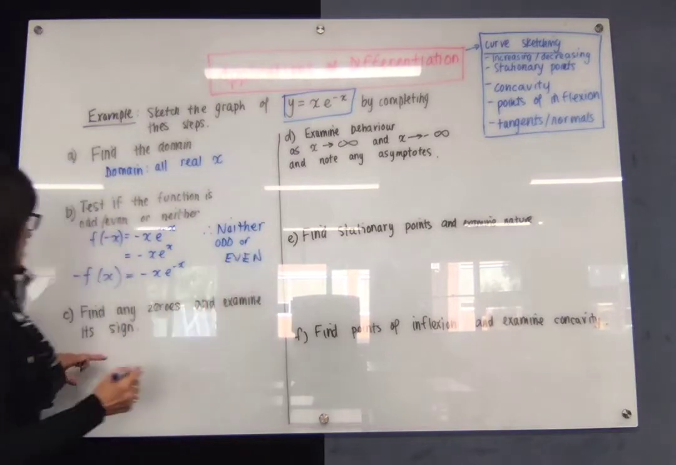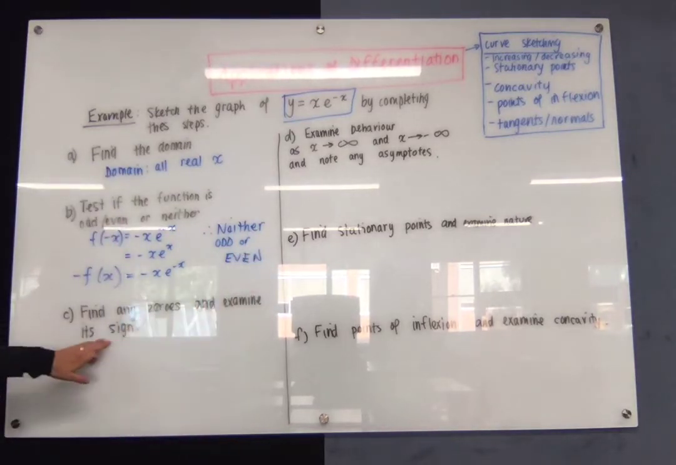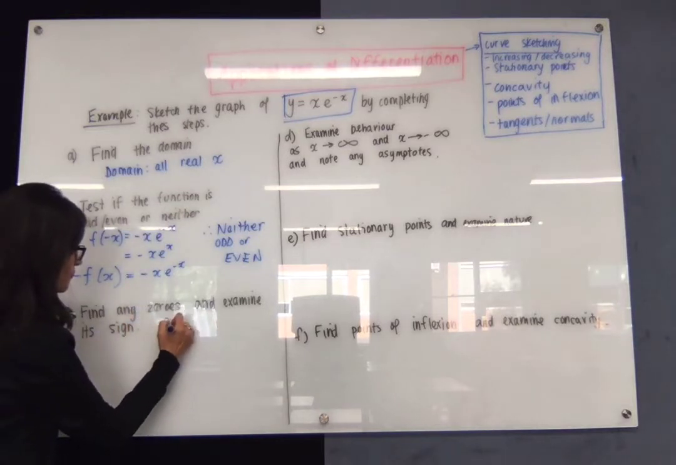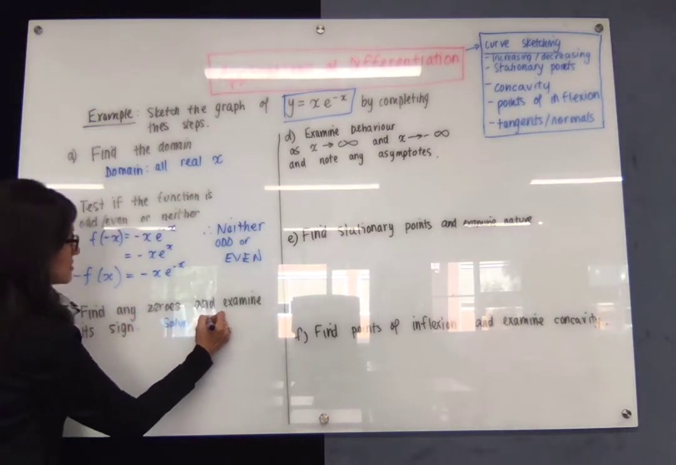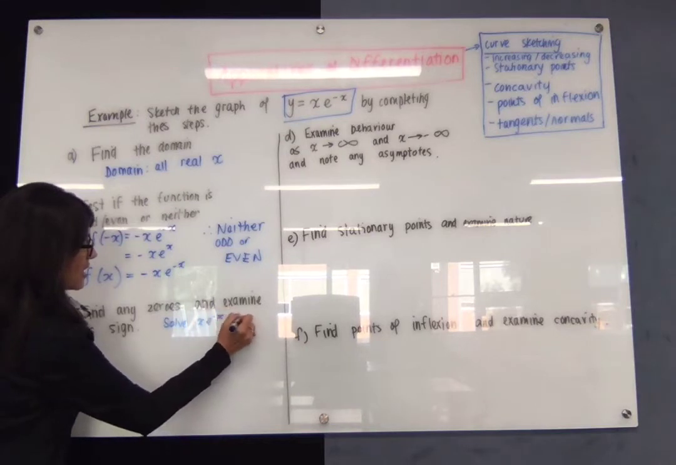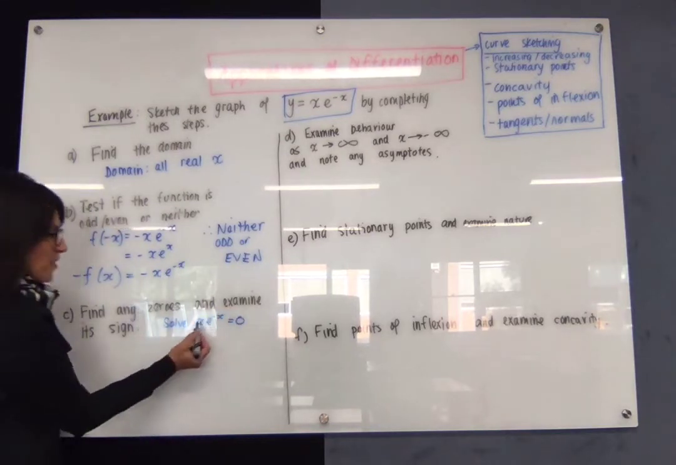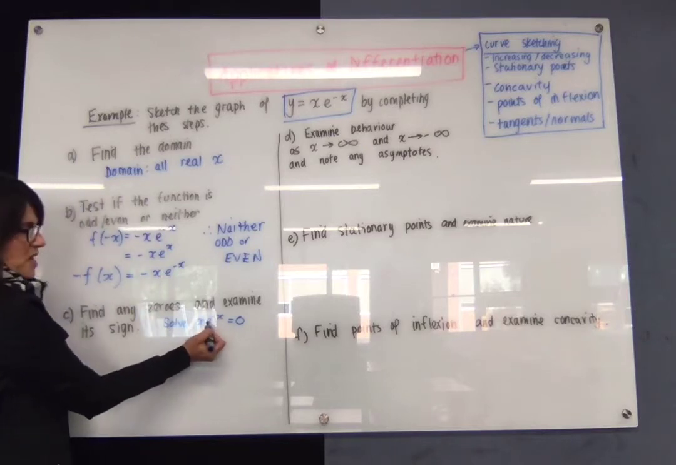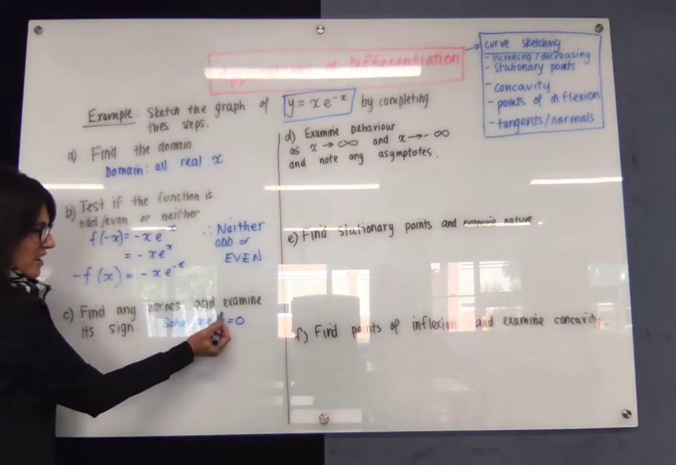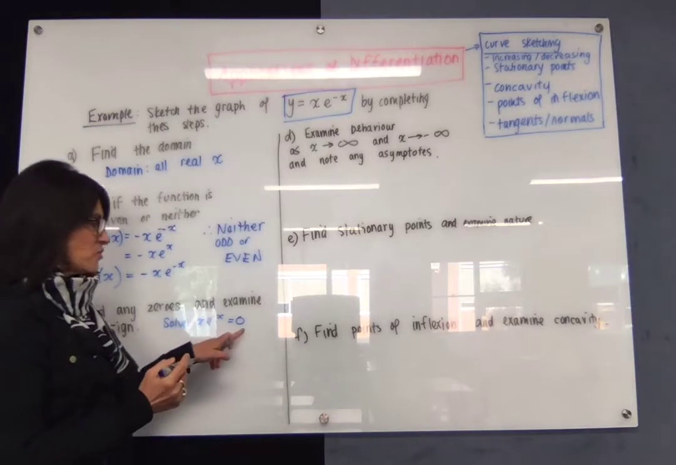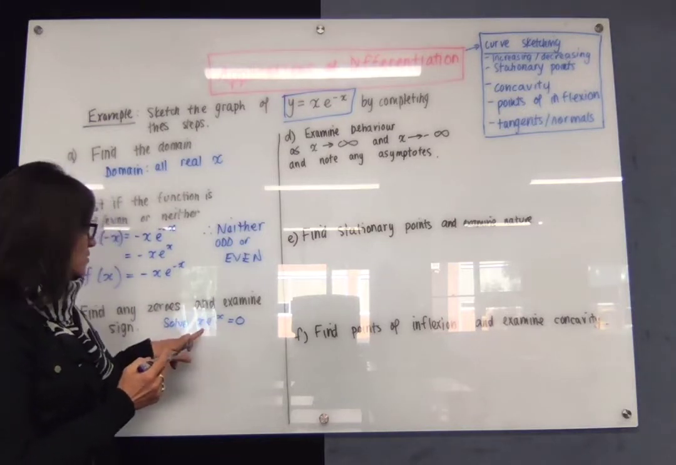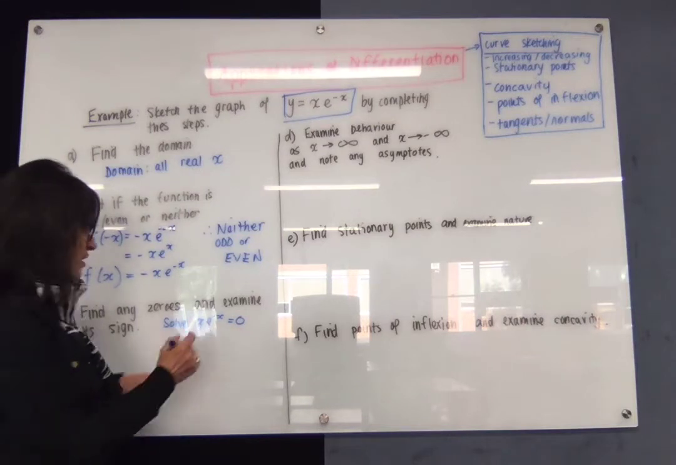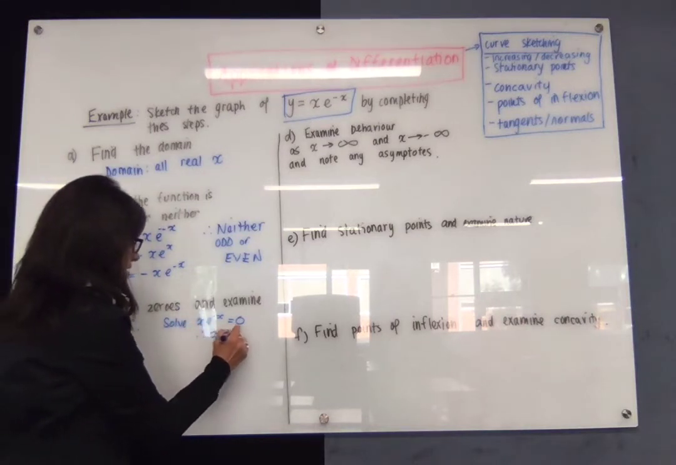Okay, now let's find if there are any zeros and then examine the sign of the function. So that means we want to solve x e to the negative x equals 0. We've got a product here of x times this exponential, and we know that there are never any times when the exponential function is equal to 0. So the only result that will give us a final result of 0 from this product is when x is equal to 0.